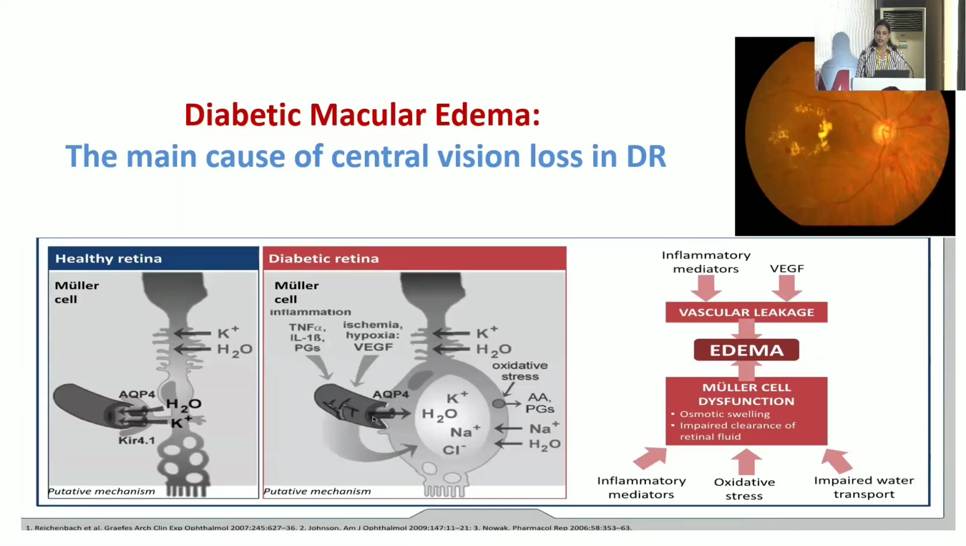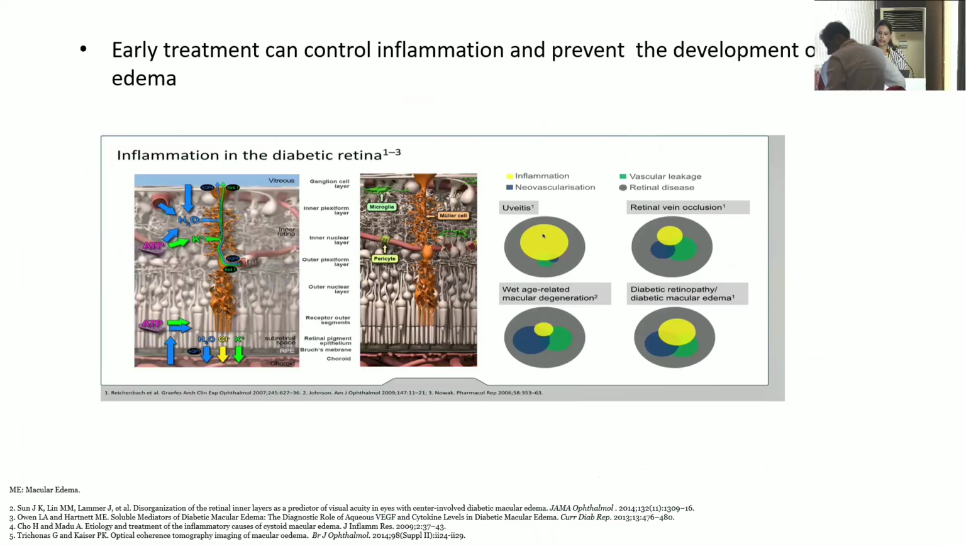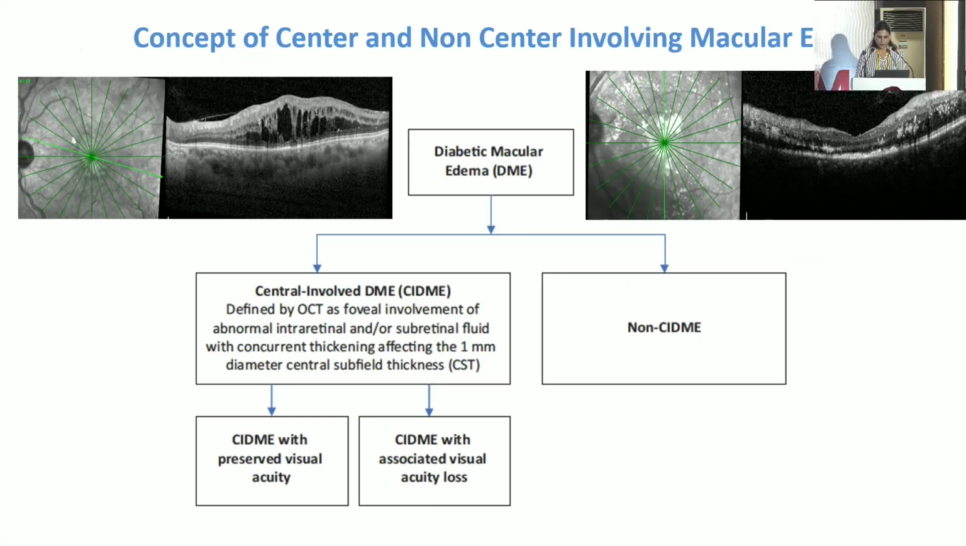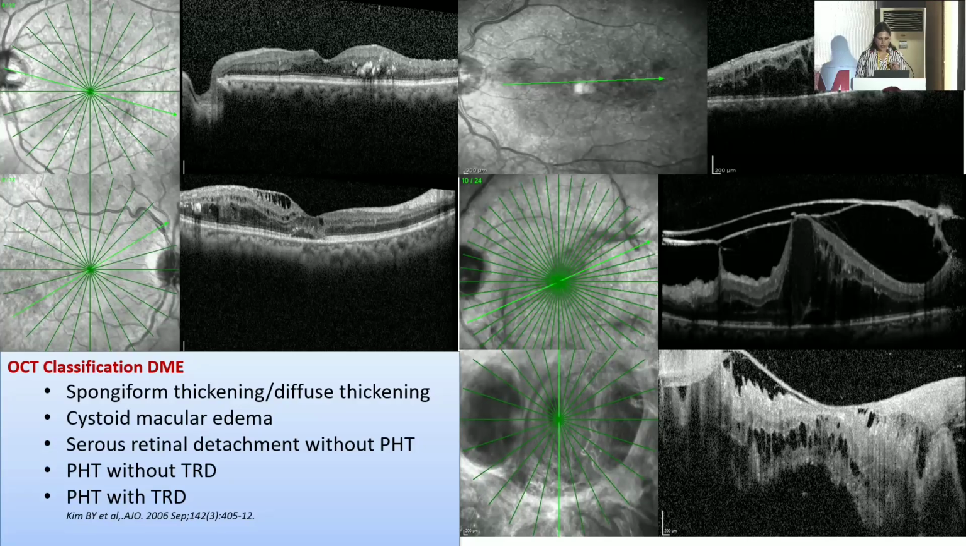Now it's well established that inflammatory mediators like interleukin-6 and TNF-alpha, along with VEGF, play a role in the pathophysiology, and early treatment can control inflammation and prevent the development of edema. OCT is the most important imaging tool for diagnosis, management, and prognosis of DME. The concept of center-involving DME is important. When there is intraretinal or subretinal fluid or thickening involving the 1 millimeter diameter from the fovea, it's center-involving.